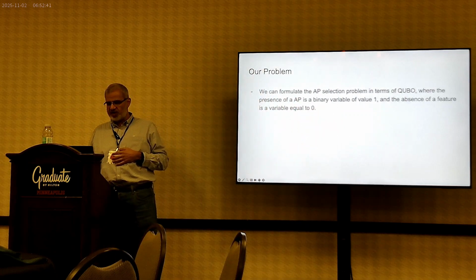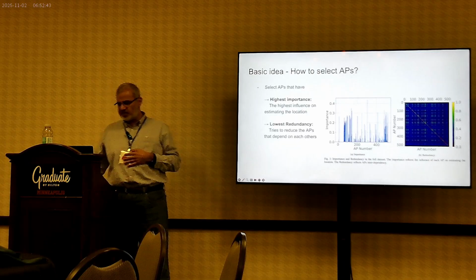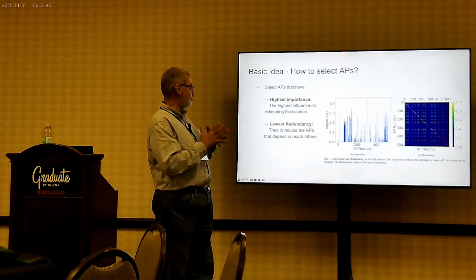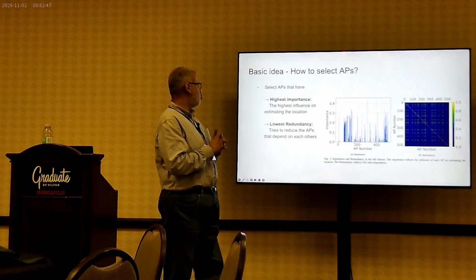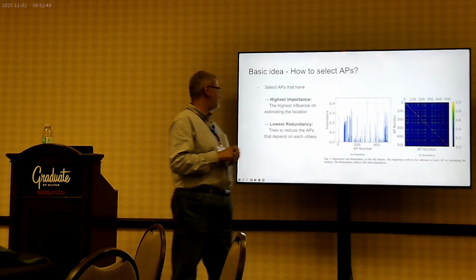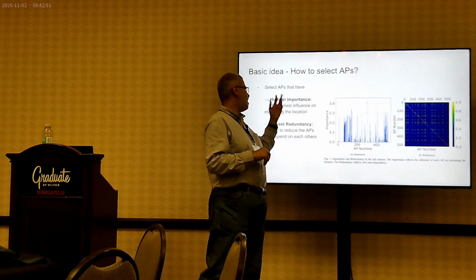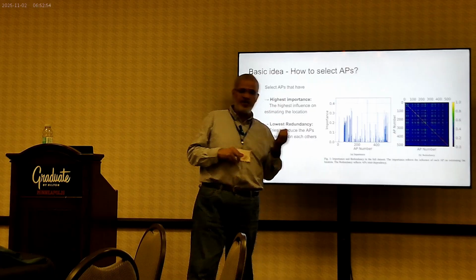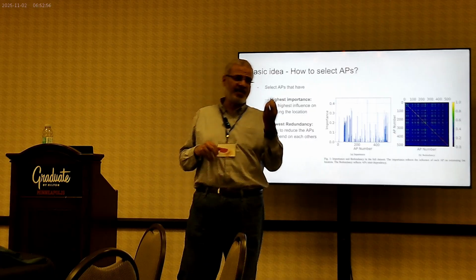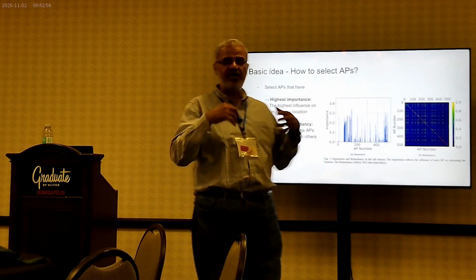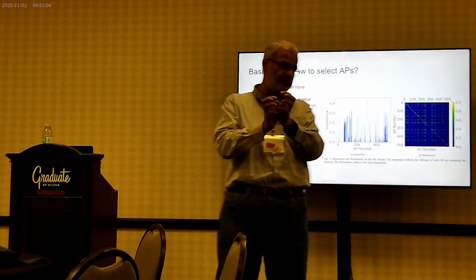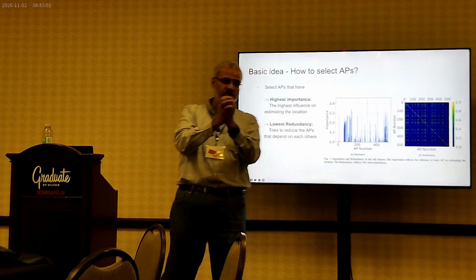And then we need to formalize the objective function. So we said that we have the quadratic term and the linear terms. For the linear terms, we have a metric that captures the importance of the access points. So if I have a single access point, how important is it to my accuracy? And this is my linear term. It depends only on this access point.